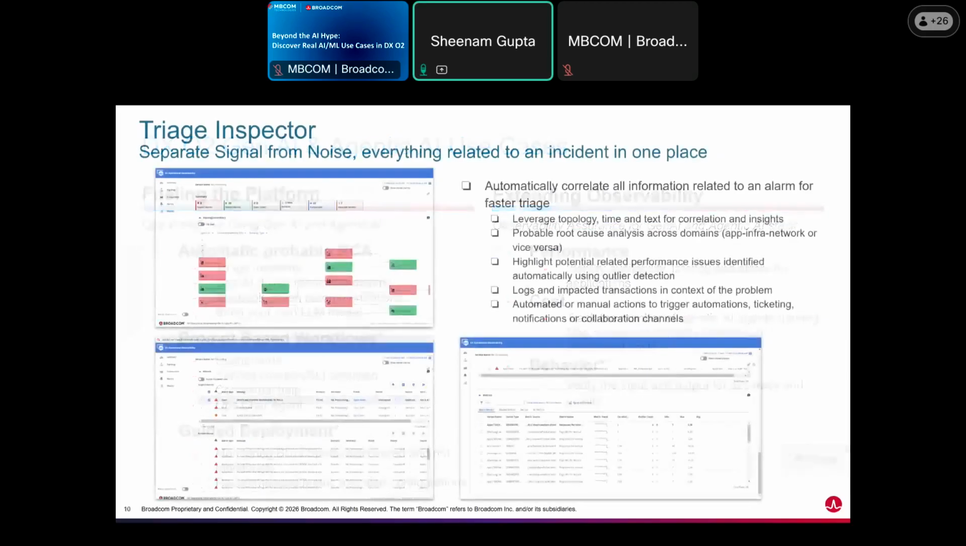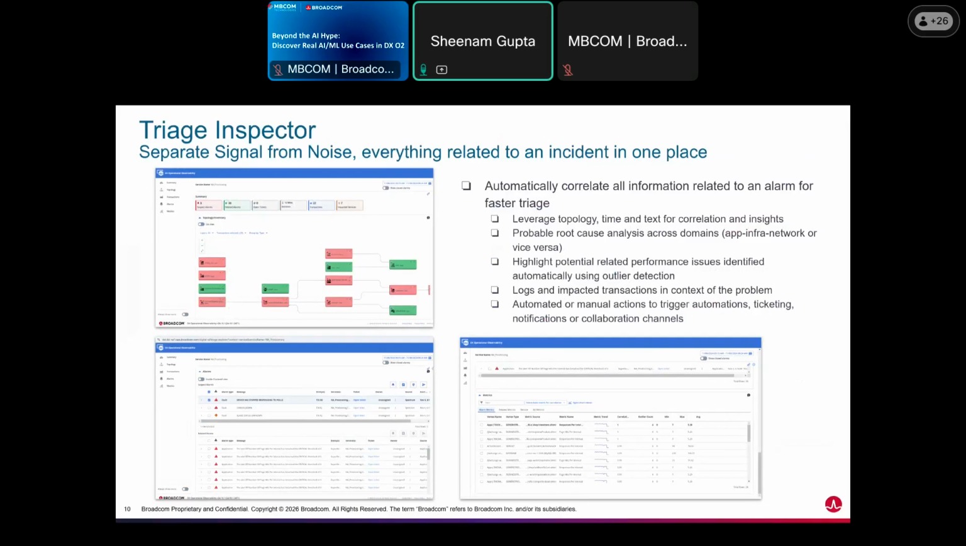So in the next few slides, I'm going to showcase the areas that are available in the product, and then we'll look at the very high level roadmap view. The first one that I have here is triage inspector. This is our automatic probable root cause analysis.